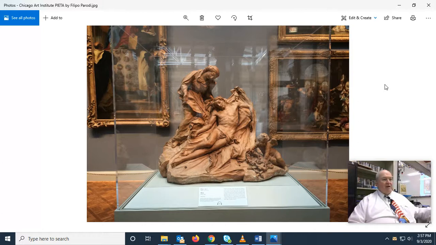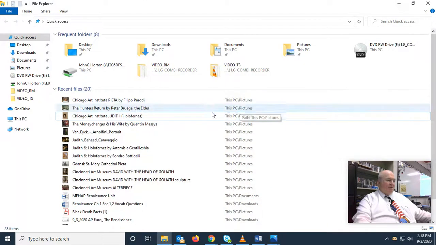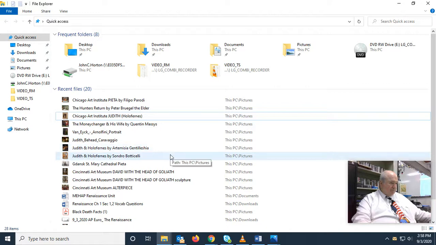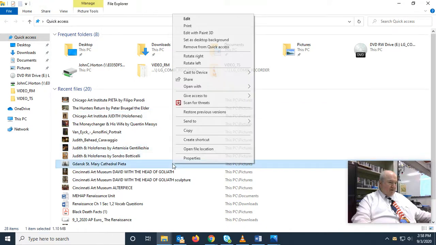And this is a picture of a Pietà from the Art Institute. It is a terracotta Pietà. I took it specifically for this purpose, to show that there's more than one kind of Pietà. So, here's Mary, here's the fallen body of Christ. And now let me go back to that. Yes, here we go.